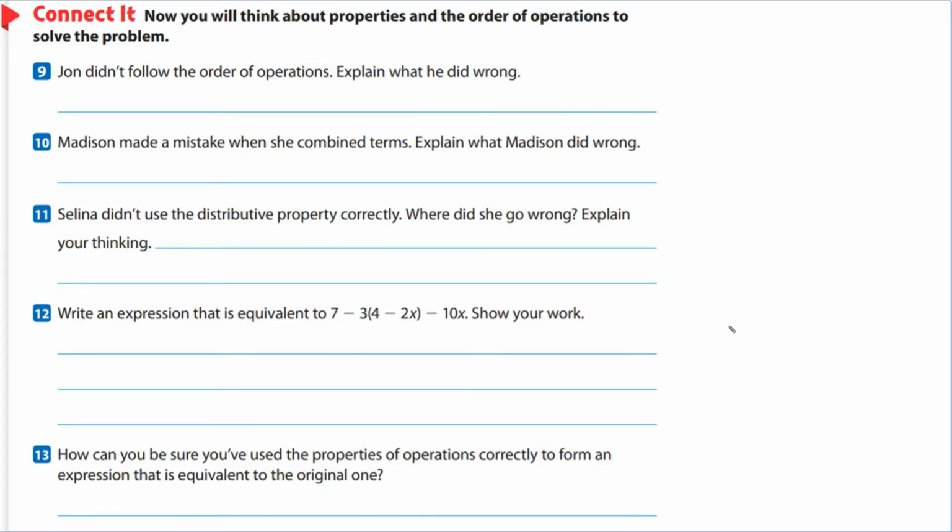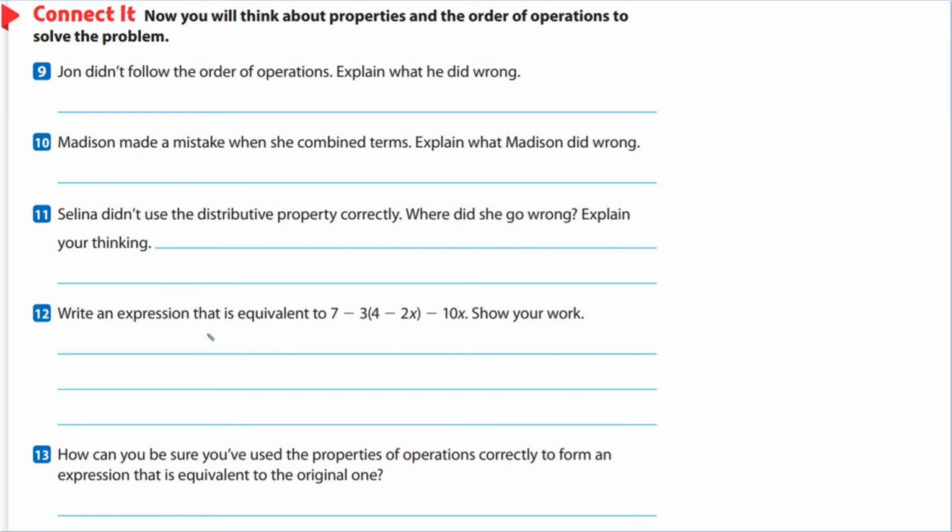Now let's connect it. Now you'll think about properties and the order of operations to solve them. John didn't follow the order of operations. Explain what he did wrong. Madison made a mistake when she combined terms. Explain what Madison did wrong. Selena didn't use the distributive property correctly. Where did she go wrong? Explain your thinking.